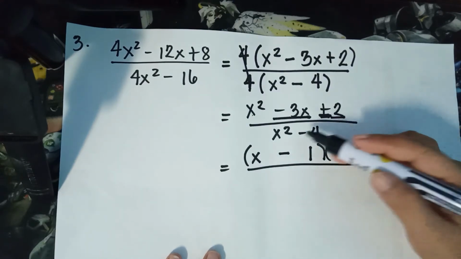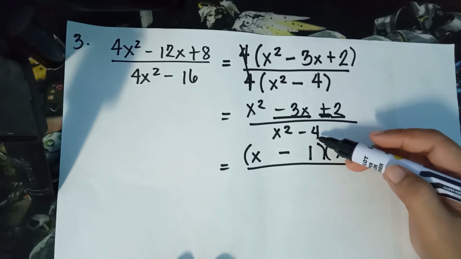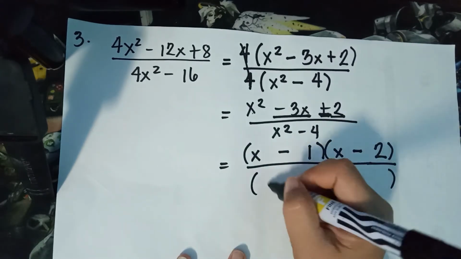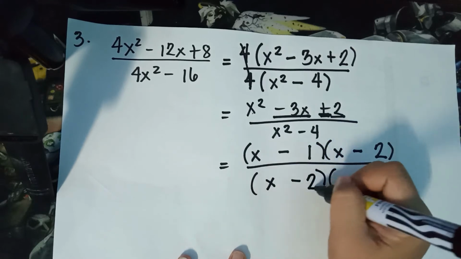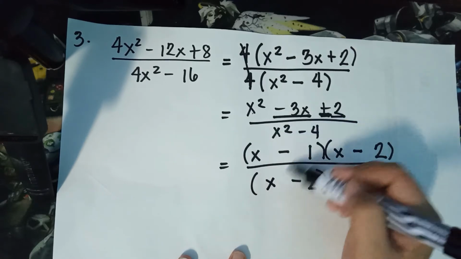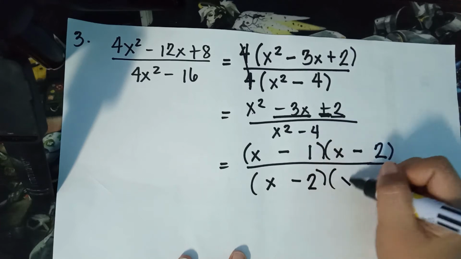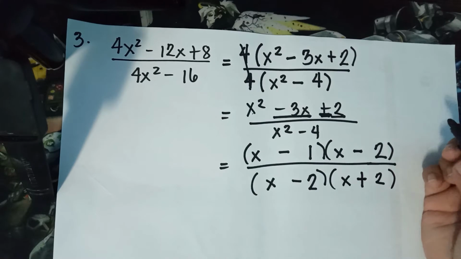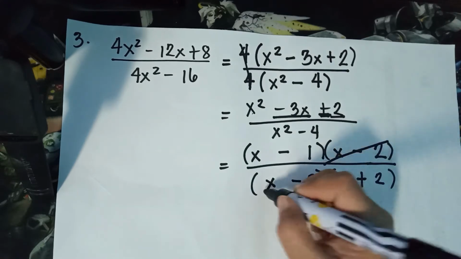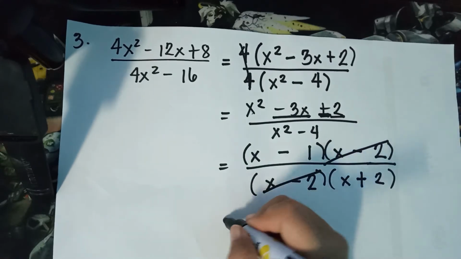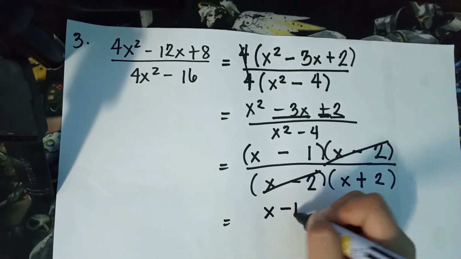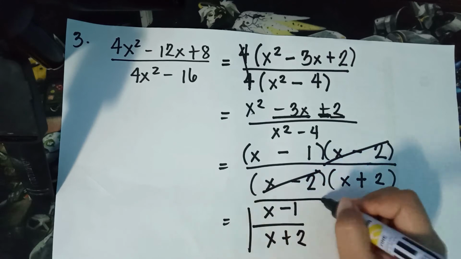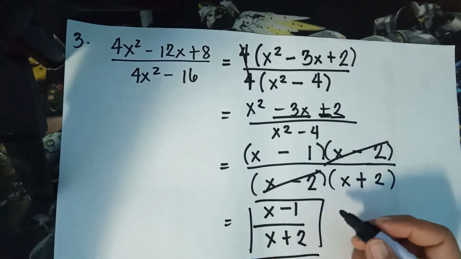Next, x squared minus 4 is a difference of two squares. Then, the factors are x minus 2, where x is the square root of x squared and the square root of 4 is 2. Same, x and 2, but the difference is only the sign. Cancel out the common factor, x minus 2. And we have x minus 1 over x plus 2, which is our final answer.